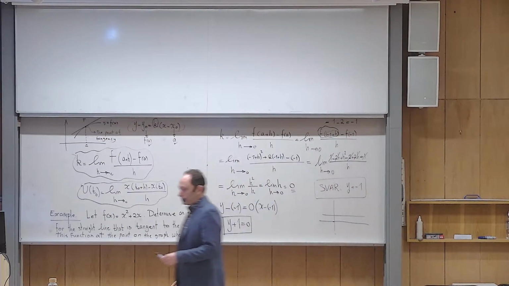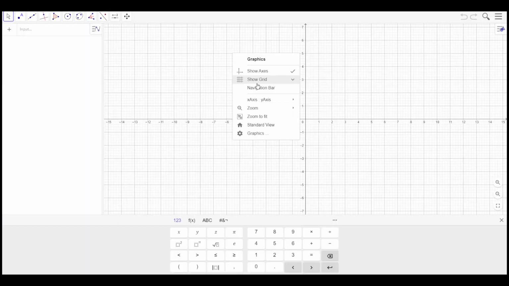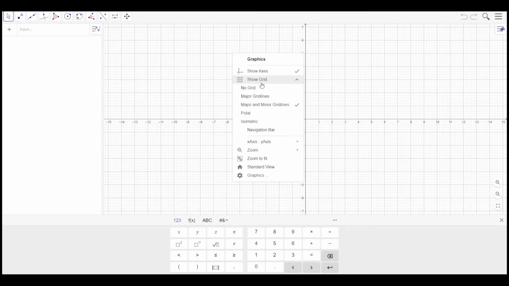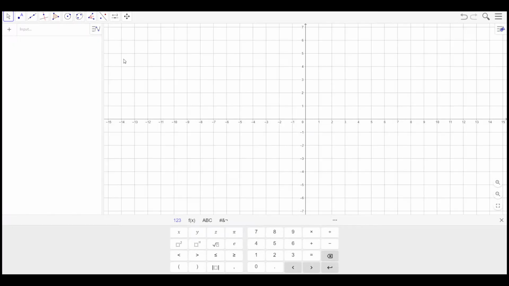Let us check this on GeoGebra. That's a good idea here, yes? Okay, so for example, let me just make the grids major lines. And so first I type my function here. My function is y is equal to x to the power of 2, and then plus 2x. Of course, you could predict that this should be a parabola. Yeah, so that is my function.